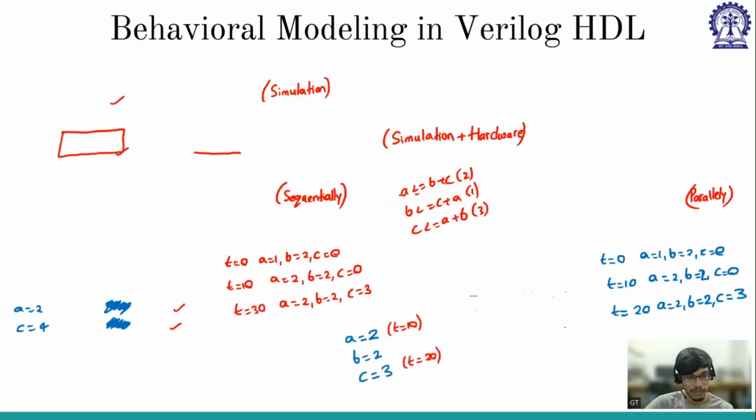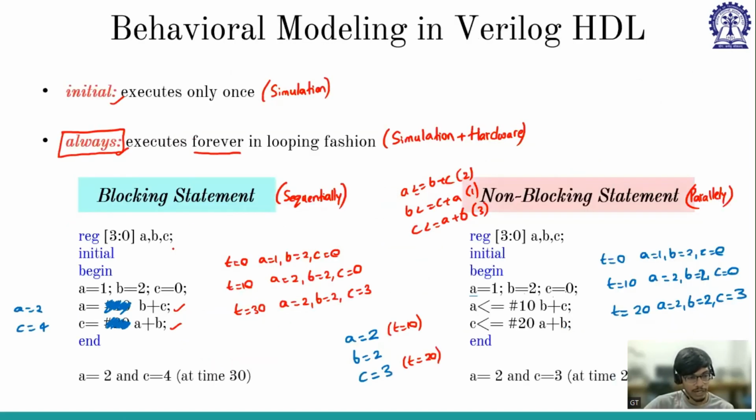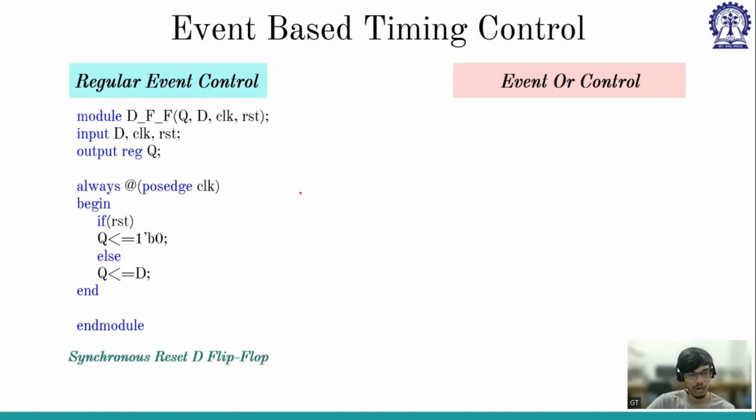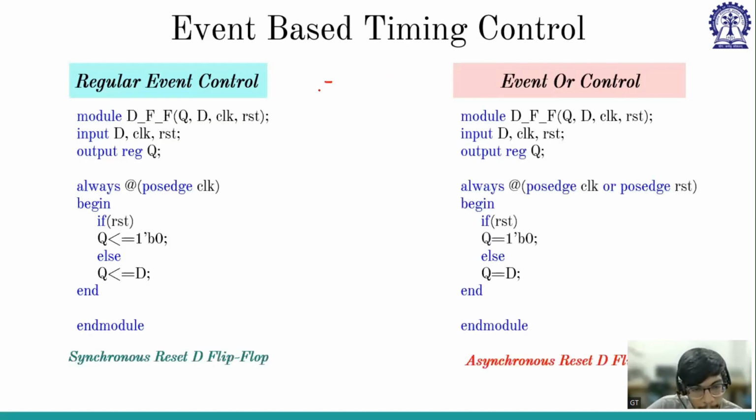Okay, sure. So as I have mentioned, this should be event triggered. That event will be either regular control or event plus control. Coming to that point, say there is a D flip-flop, and it has a clock and it also has a reset.